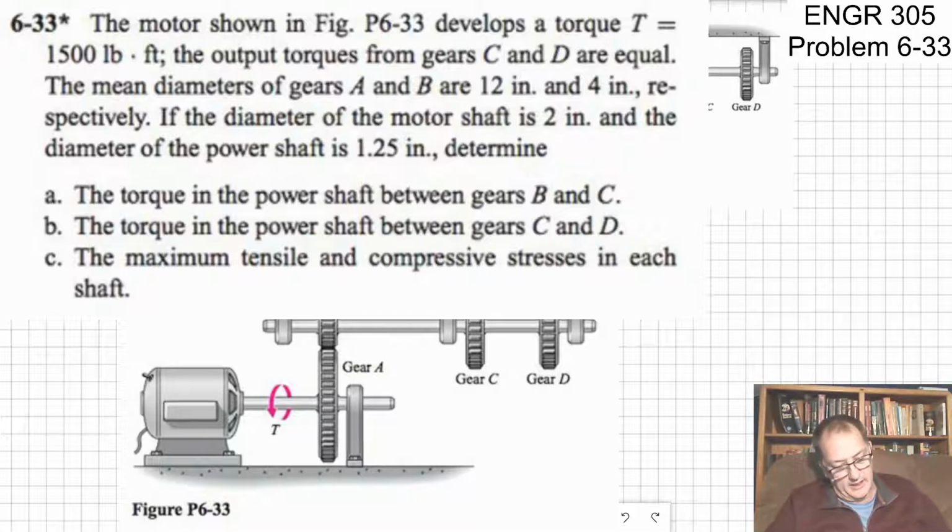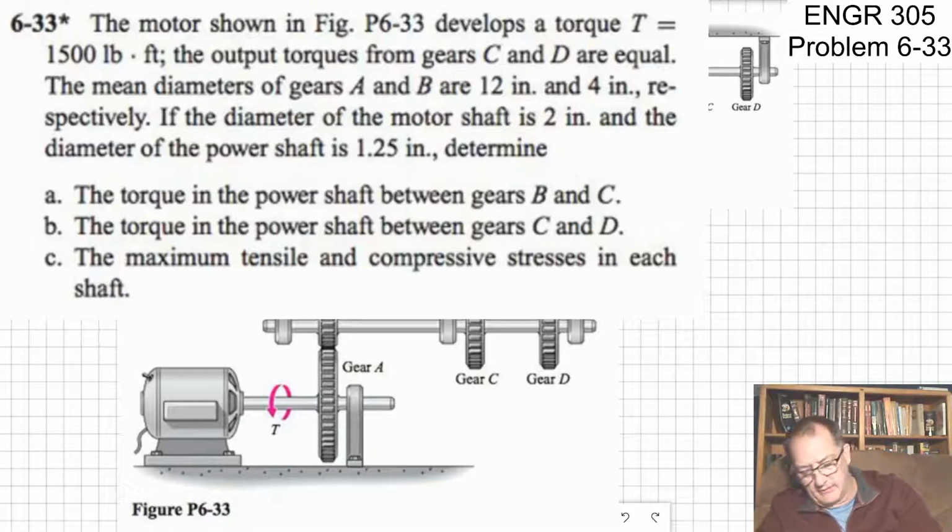I'm writing that down in the background. T equals 1,500 foot-pounds. The output torque from gears C and D are equal. Okay, so the torque of C is equal to the torque of D. The mean diameters of gears A and B are 12 inches and 4 inches.